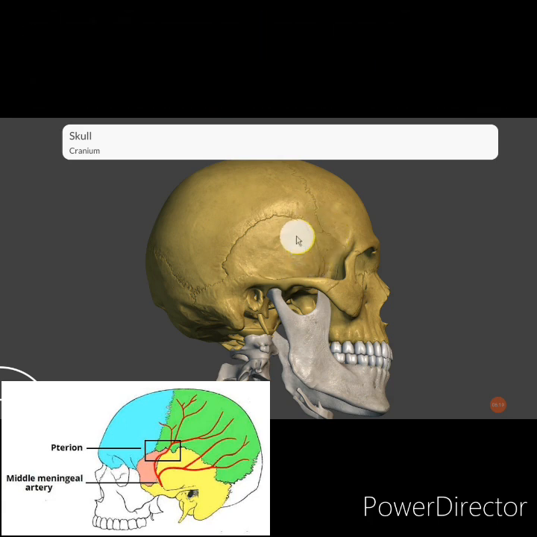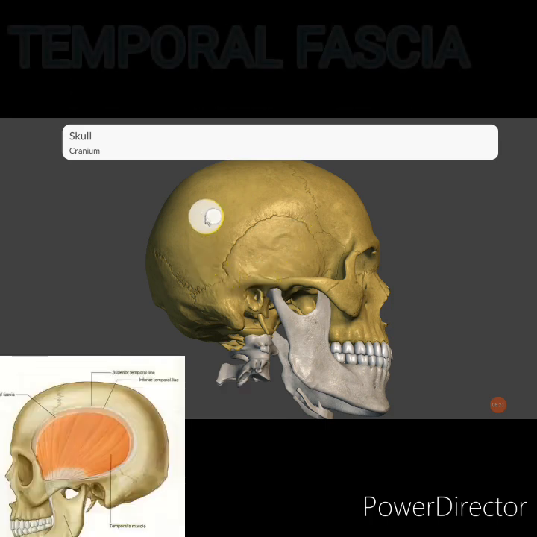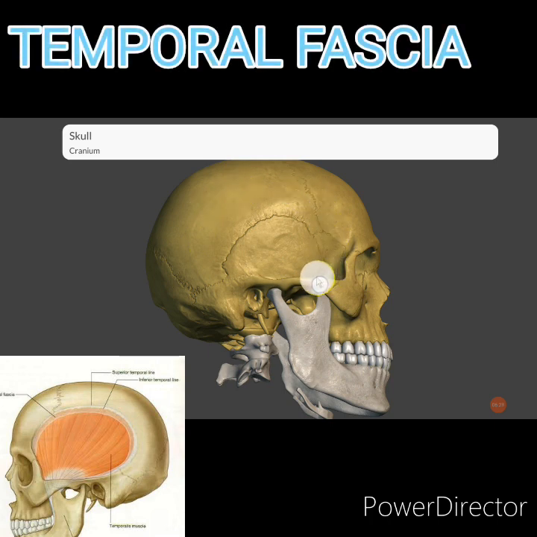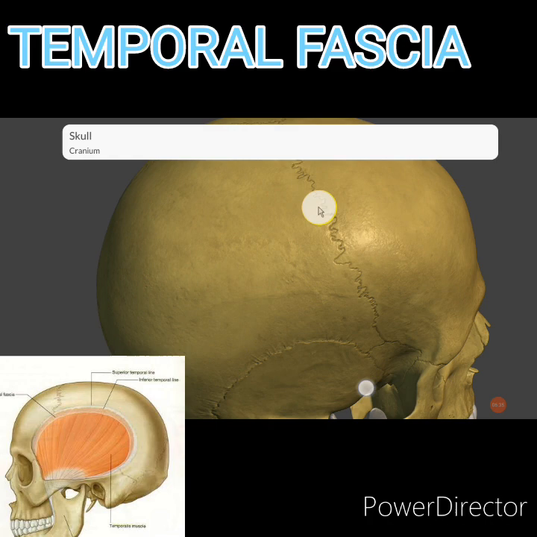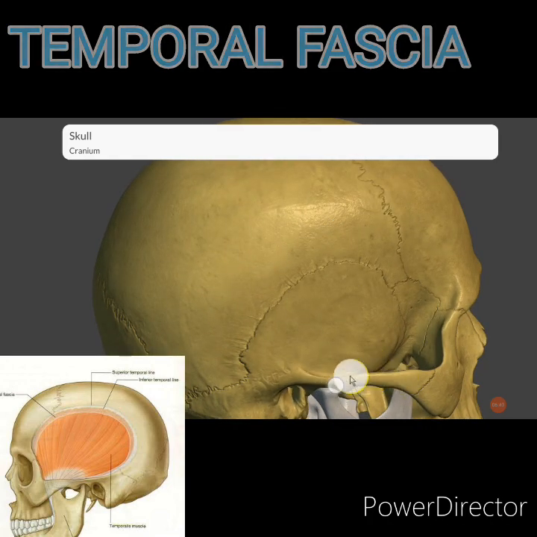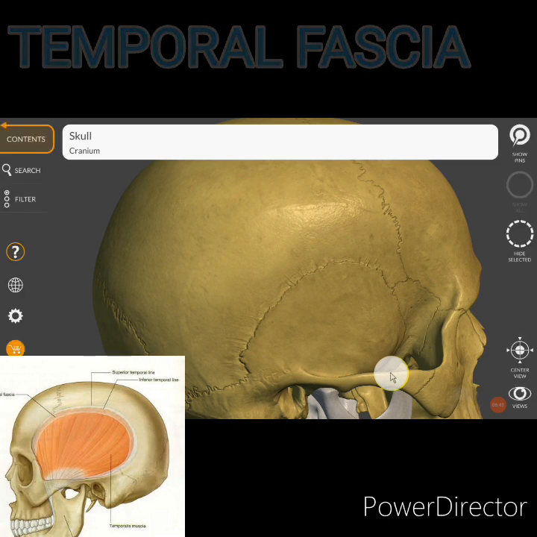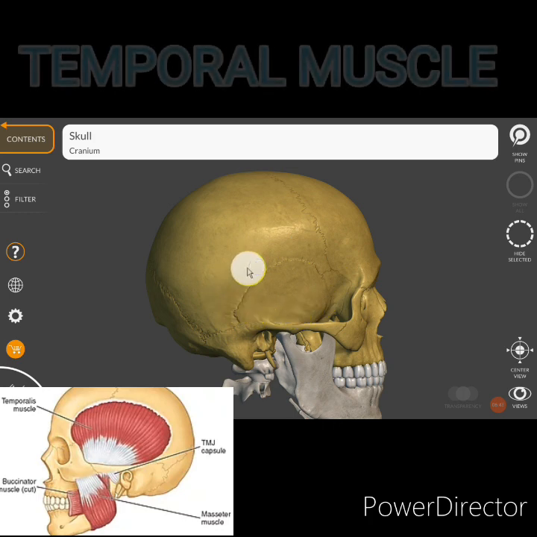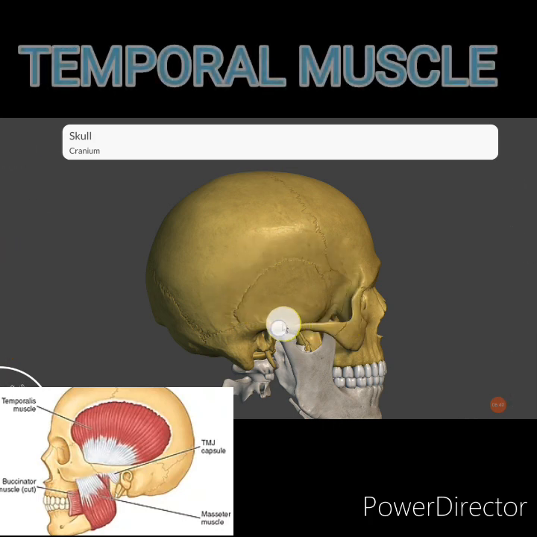Now let us talk about attachments. Temporal fascia: superiorly, it is attached to the superior temporal line and the space between the two temporal lines, that is superior and inferior temporal line. Inferiorly, temporal fascia is attached to the outer and inner lip of upper border of zygomatic arch. Temporalis muscle arises from the whole temporal fossa except that part of zygomatic bone which makes it.